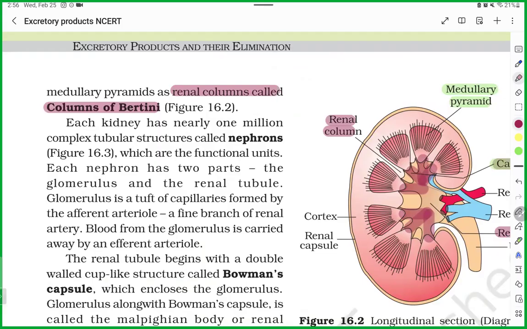The cortex part which lies between the medullary pyramids is known as renal column, or column of Bertini. I will draw this part. The space between the medullary pyramids is known as column of Bertini. Each kidney has how many nephrons? Almost 10 lakh nephrons, which are the functional unit of the kidney. So the function of the kidney is maintained by the nephron. Nephron has two parts, glomerulus and renal tube.